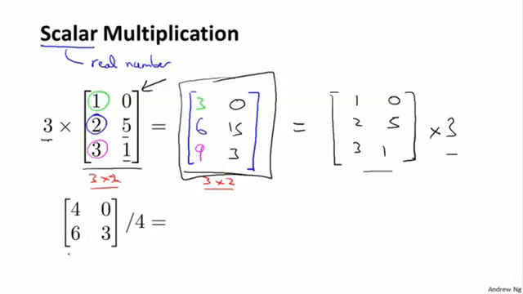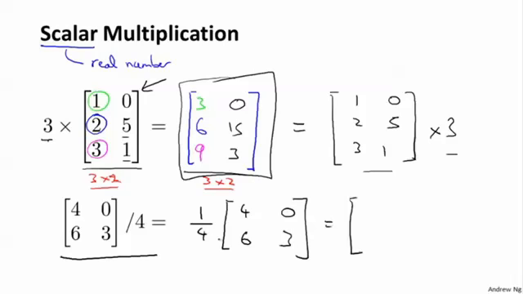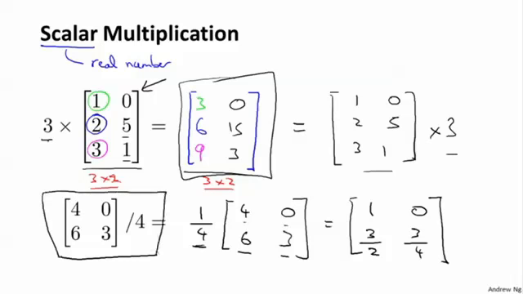You can also take a matrix and divide it by a number. Taking this matrix and dividing it by 4 is actually the same as taking the number 1/4 and multiplying it by this matrix, 4, 0, 6, 3. And so you can figure out the answer. The result of this product is 1/4 times 4 is 1, 1/4 times 0 is 0, 1/4 times 6 is 3 halves, since 6 over 4 is 3 halves, and 1/4 times 3 is 3/4. And so that's the result of computing this matrix divided by 4.